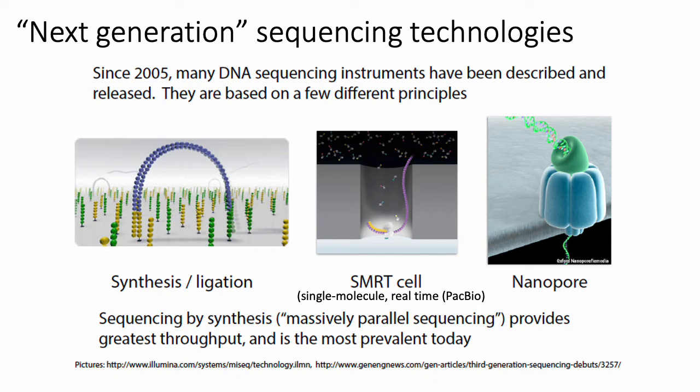And so, since Sanger sequencing was developed, a number of technologies have been developed which have higher throughput than Sanger sequencing. The three main ones that we'll talk about in this lecture are sequencing by synthesis, which is spearheaded by the Illumina sequencing technologies, PacBio SMRT cells, and Nanopore sequencing.